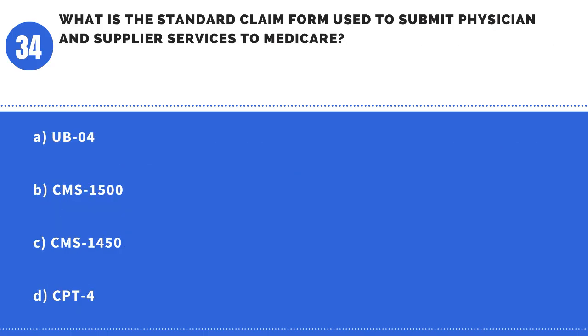Question 34. What is the standard claim form used to submit physician and supplier services to Medicare? A. UB-04. B. CMS-1500. C. CMS-1450. D. CPT-4.